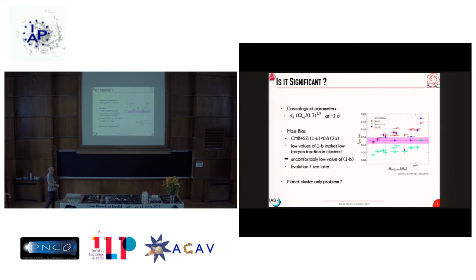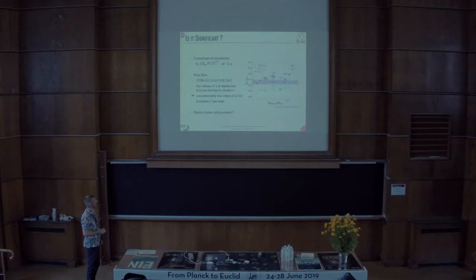And if you now assume a low value of 1 minus b, kind of 0.6, like the CMB wants, you have all these green points, which are much lower than the universal gas fraction. So you have to explain why there is not enough gas in clusters if you have too low a value of 1 minus b.